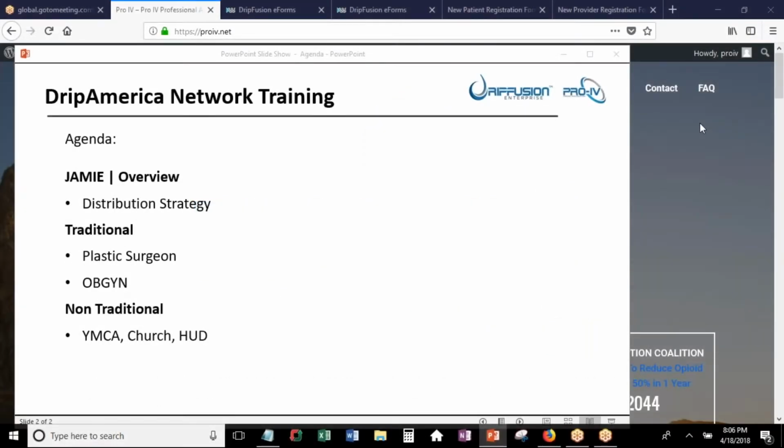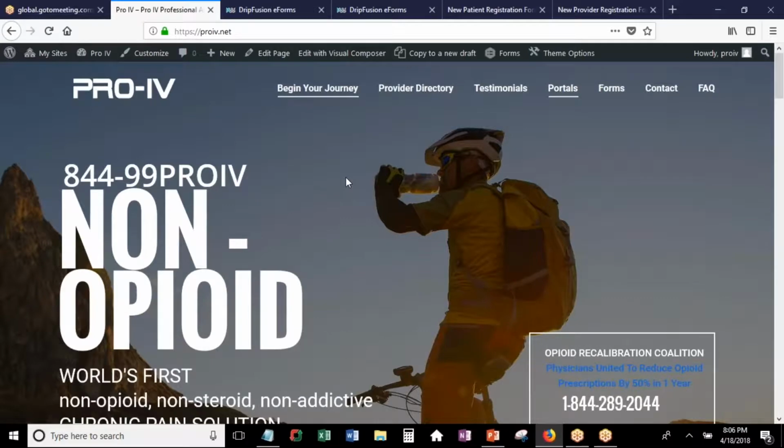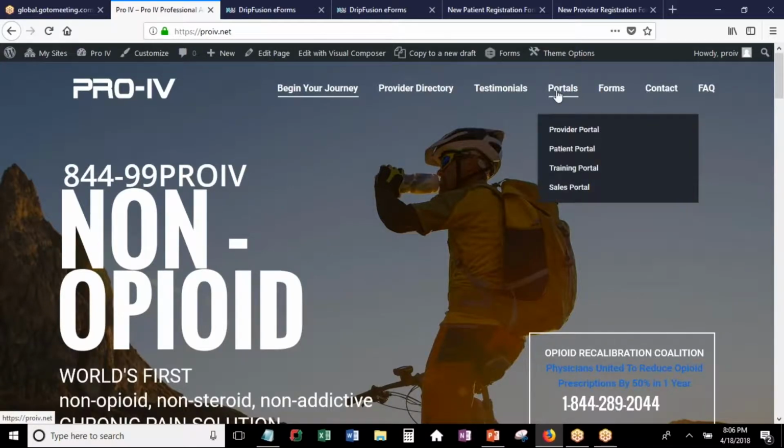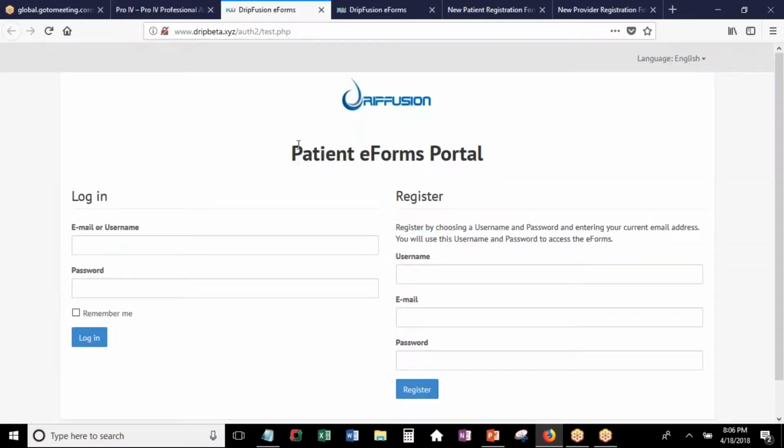So we were going to start off basically from a patient standpoint because that's actually where everything is going to come together. So we're going to go to the patient portal. It's right on proiv.net. As you can see, we're going to go over to portals. We're going to find patient, and we're going to start there because, as you know, your patients are going to have questions for you. How do I do this?